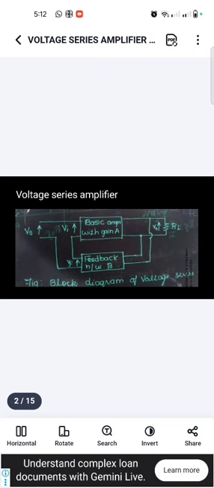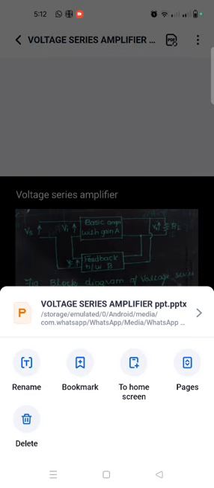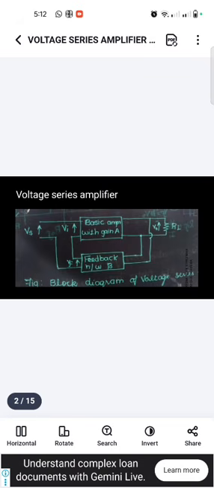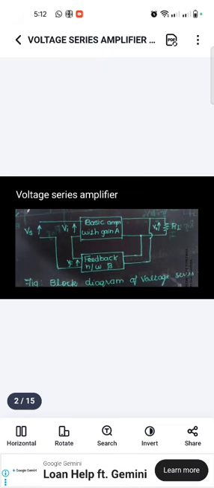See this diagram. So what do you understand from this diagram? This is the basic amplifier. Its gain is A. Before that, it's the input. Here on the input side, the mixing network is there. We are connecting the feedback by series mixing, right? So series mixing means, what is the source used on the input side?